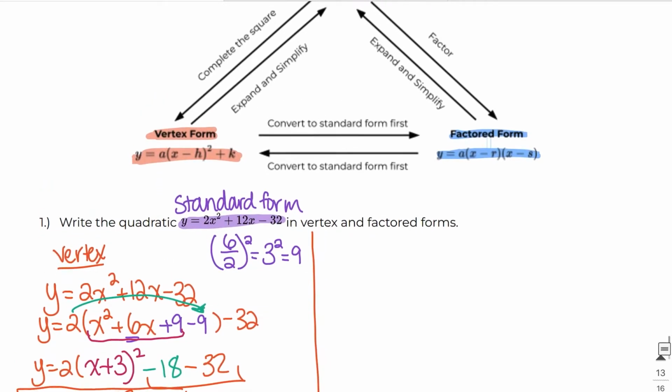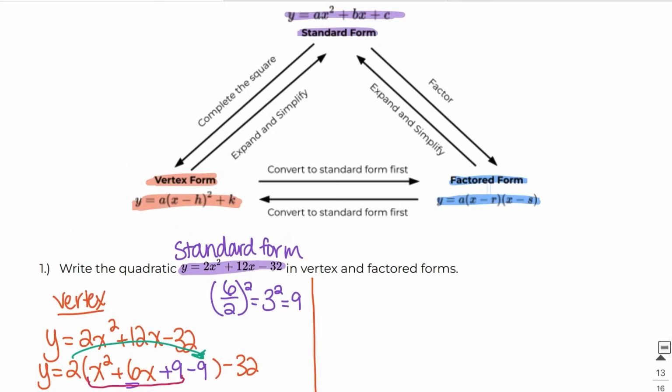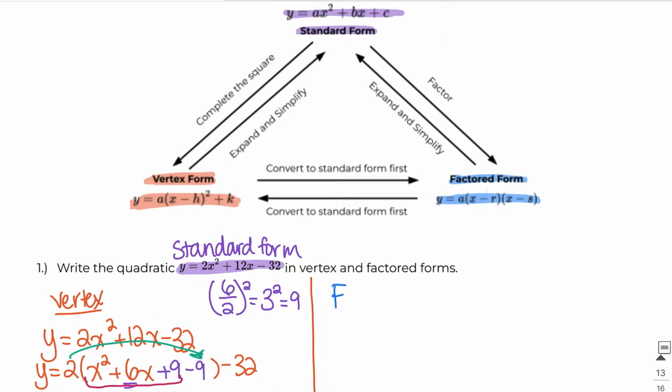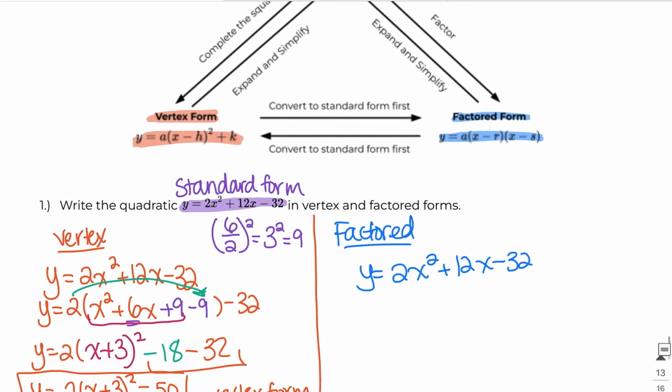All right, so now how do I go from standard form to factored form? And it's literally what it says to do. We have to factor it. So let's go ahead and write out factored form. And I'm going to start by writing out y equals 2x squared plus 12x minus 32. Now remember, whenever we factor, the first question we ask ourselves is is there a GCF? I'm going to factor out a 2 because there's a 2 in common with all of these terms. And I'm going to factor it out of every single term because in factored form, I factor everything.